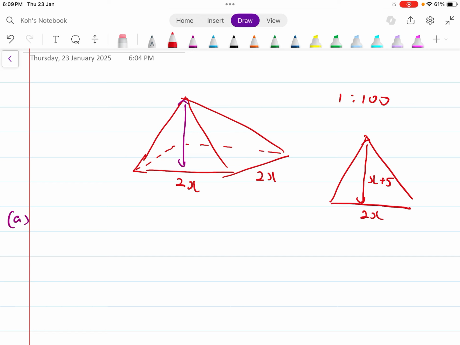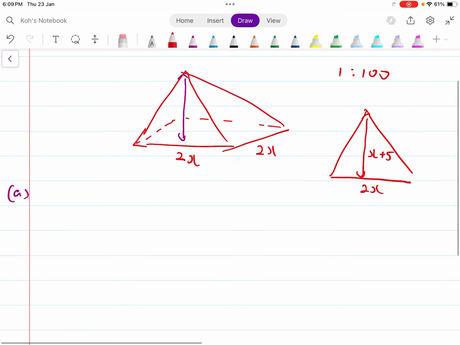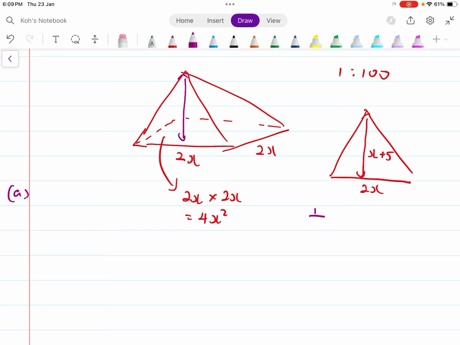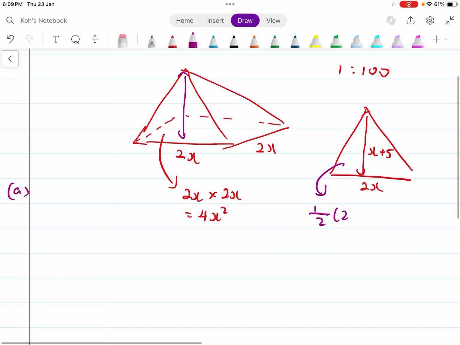So they say, write down an expression in terms of x for the total surface area of the model. Okay, so we got 4 triangles and 1 square. Let's determine the square first. The area of the square is 2x multiplied by 2x, so this will give you 4x squared. So that's the first part. Then you determine the triangle. The triangle is half times base times height.